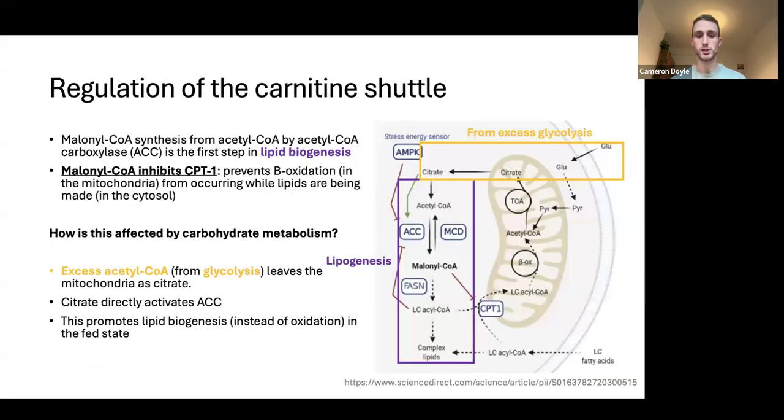Regulation of the carnitine shuttle. So malonyl-CoA will inhibit CPT1. This is the first process of converting acetyl-CoA to produce stored lipids, essentially. So this prevents beta oxidation. The result of this is that you're stopping lipid biogenesis, which happens in the liver and in adipocytes, and beta oxidation, which is lipolysis, from occurring at the same time. Because there's no point making something and breaking it down at the same time, right?